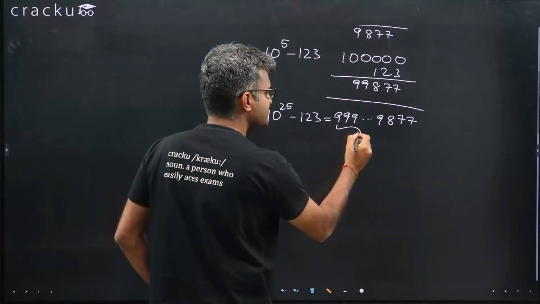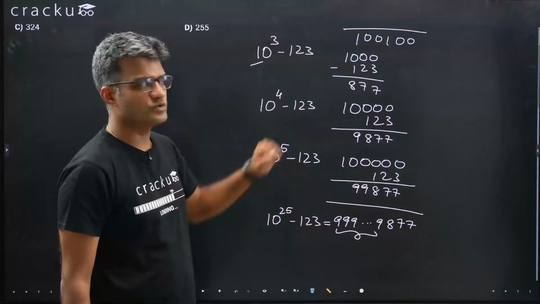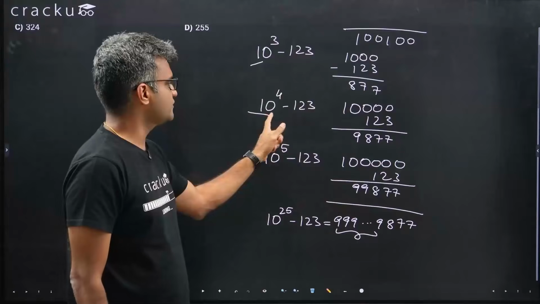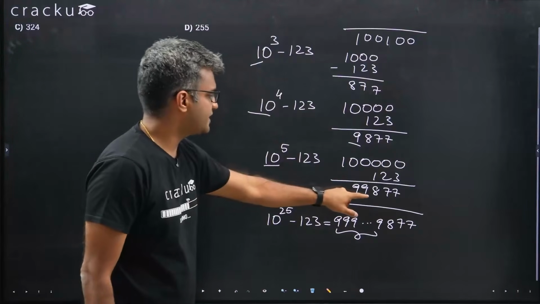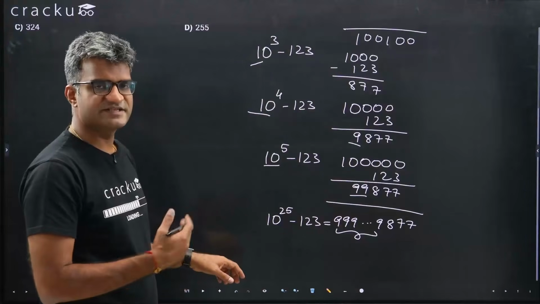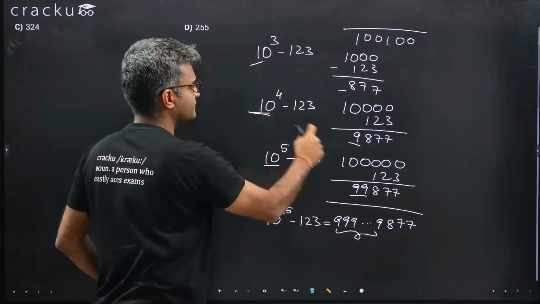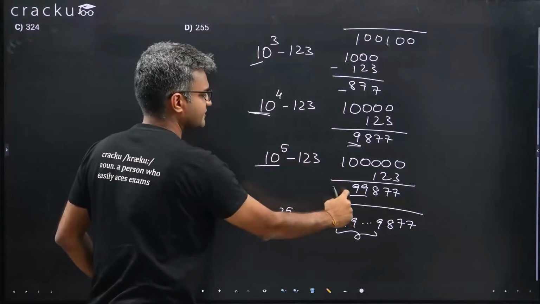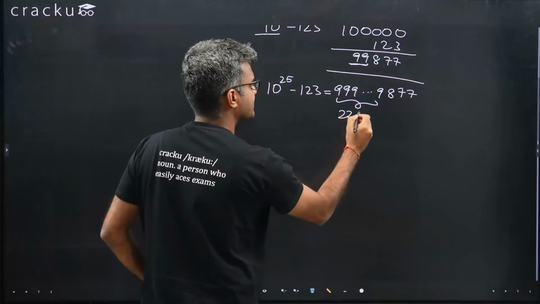How many nines will be there? When it is 10 cube minus 123, there is no 9. When it is 10 to the power 4 minus 123, we have 1 nine. When it is 10 to the power 5, we have 2 nines. So the number of nines will be 3 lesser than the exponent. Because when it is 10 to the power 3, there are 0 nines. 10 to the power 4, we have 1 nine. 10 to the power 5, we have 2 nines. 10 to the power 25, we'll have 22 nines.